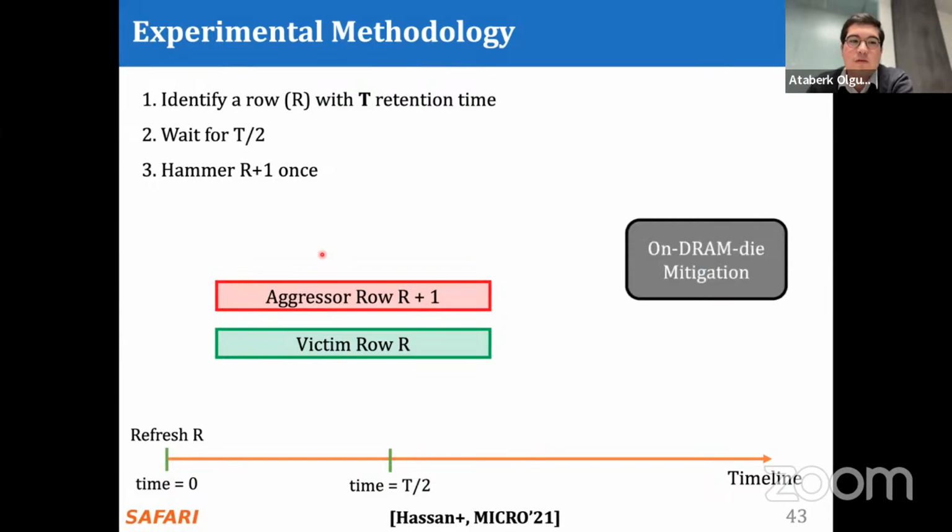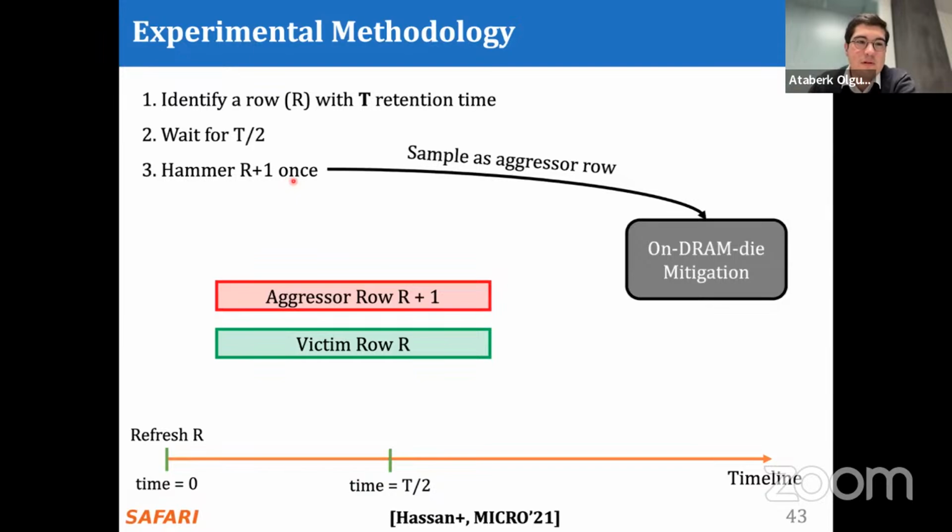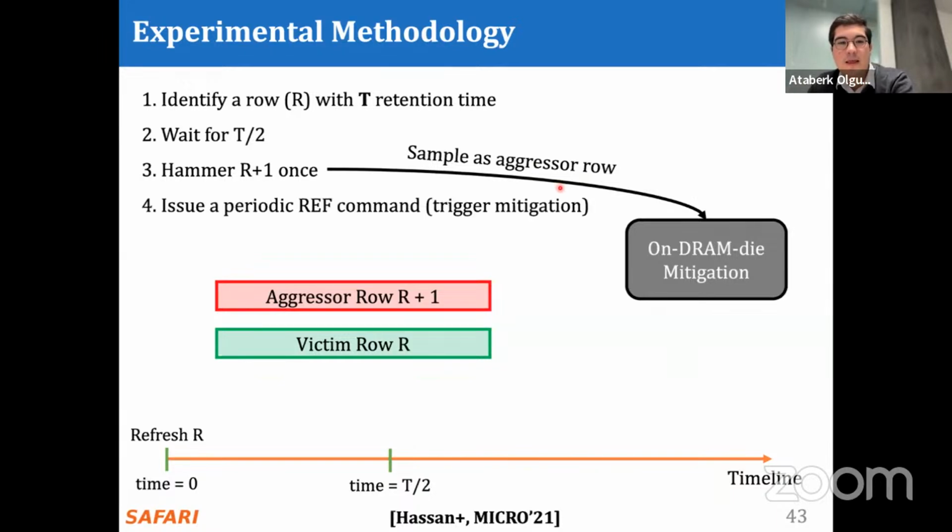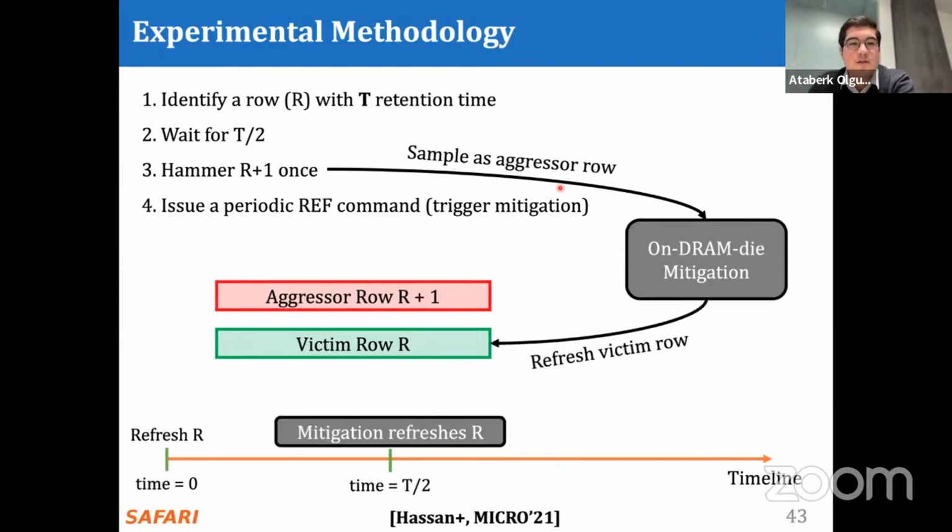And let's now look at what a hypothetical mitigation mechanism will do. It will sample this activation of R+1 as an aggressor row activation. And then we will issue a periodic refresh command to trigger this mitigation mechanism. And if the mitigation has sampled this R+1 as an aggressor row, it will refresh the victim row R.